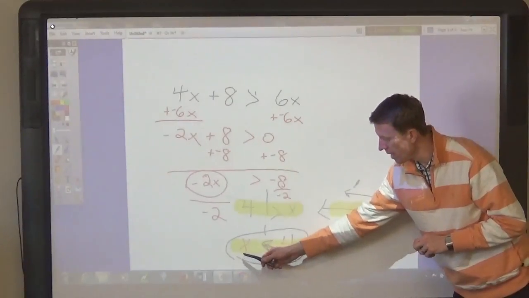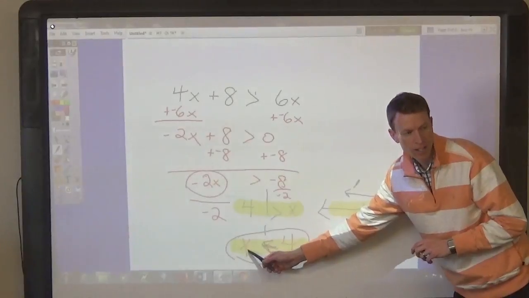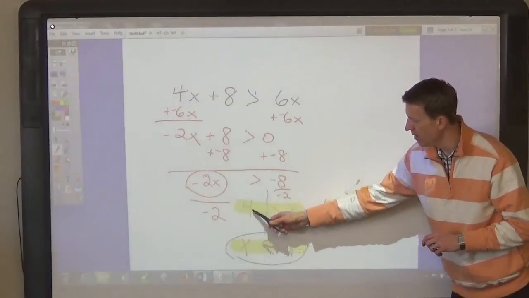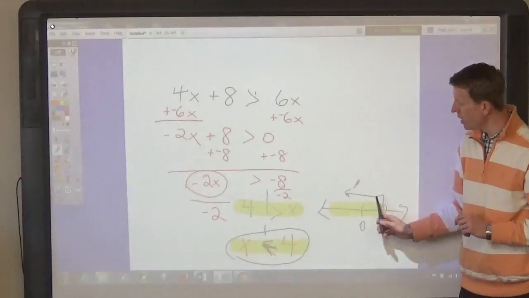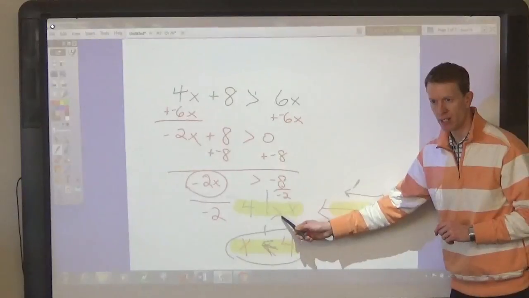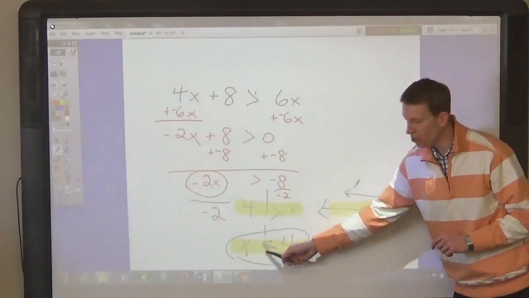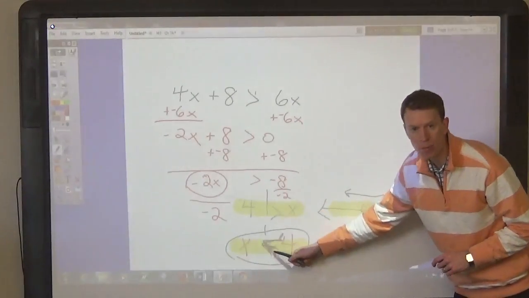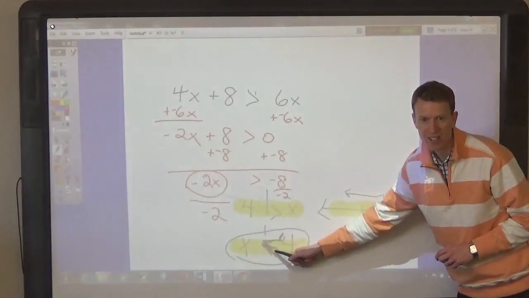So in this one, x is less than 4, so the variable is written first in the sentence, and in this one the number is written first in the sentence. If it's written this way, you cannot shade the same direction as the arrow. If it's written with the variable first, then you can shade the same direction as the symbol is pointing. Is everybody clear on that?